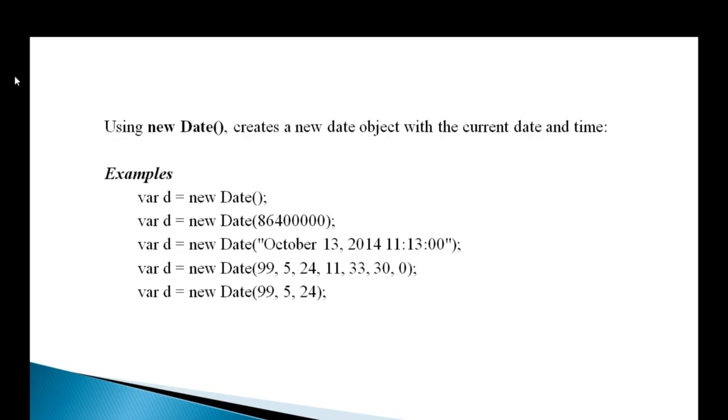What does this date object do? It displays the date. Similarly, new Date with some milliseconds. Similarly, the date of October 13, 2014, with the time being around 11 o'clock, 13 minutes, 0 seconds.